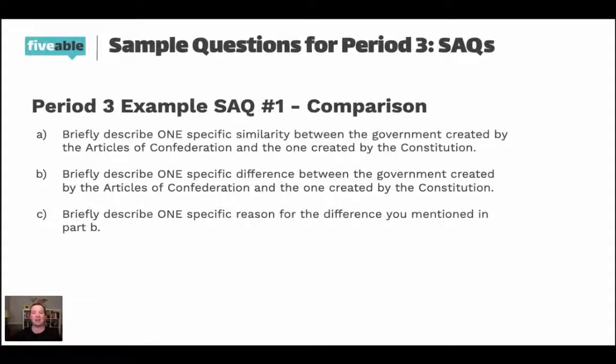They both have a Congress or a legislative branch, says BB. That's a fantastic answer. In fact, that's all the Articles of Confederation has, right? No executive, no judicial branch. Ooh, looks like we've just stumbled into an answer for letter B. Fantastic. But yeah, they both have a legislative branch.